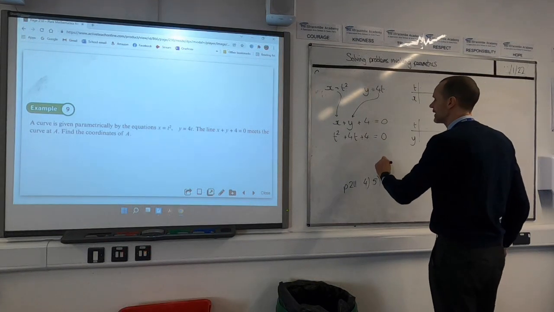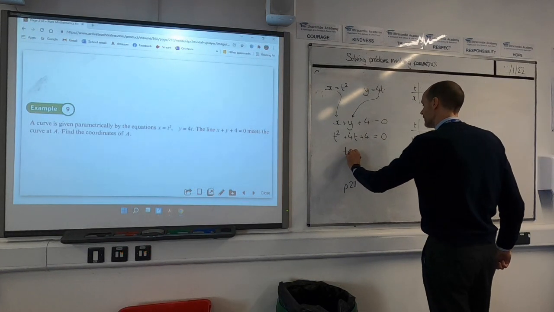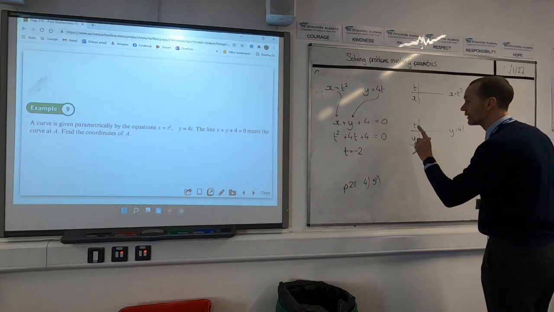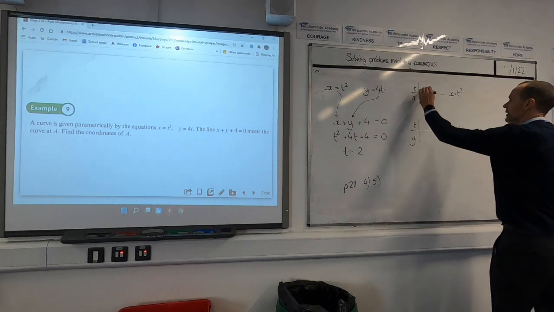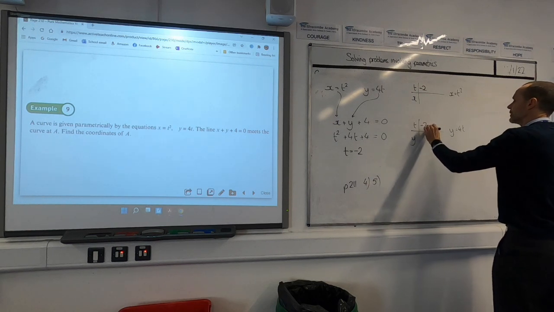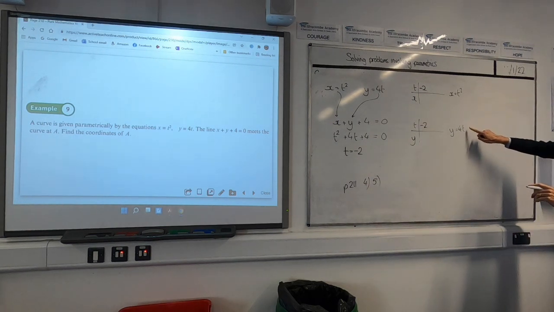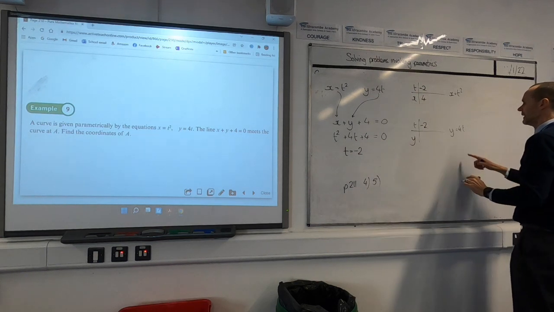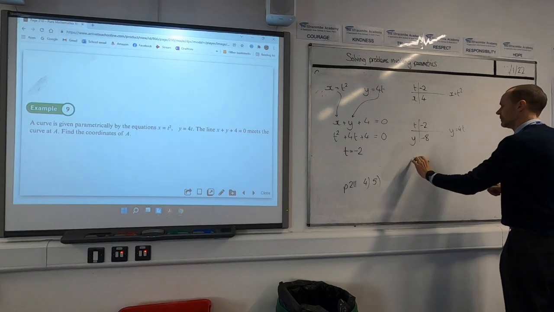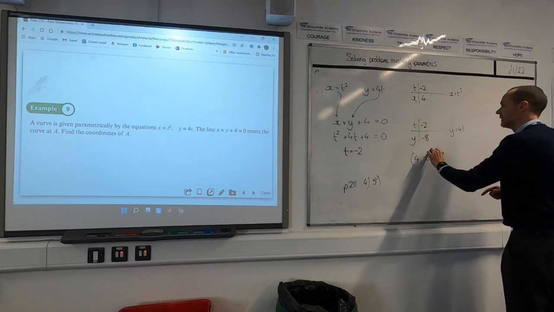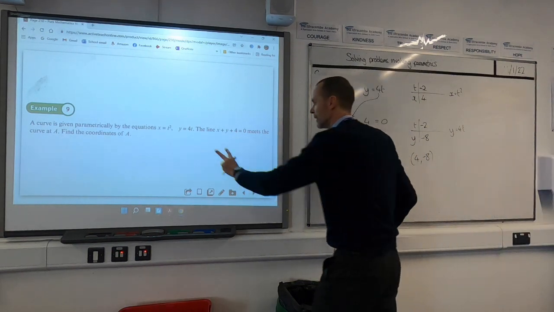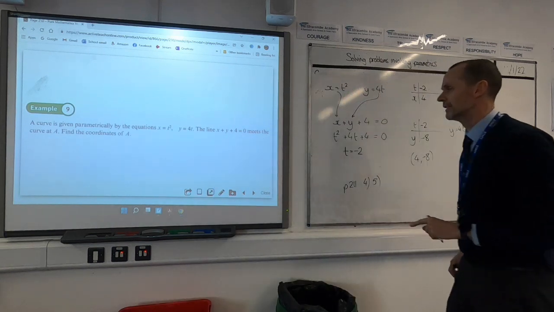Okay, so this gives us a value of t of -2. It's a repeated root. You can factorise it or use your calculator. So to work out the coordinate at this point, I just make t equal to -2 in my x equals and my y equals equation, and that gives me (4, -8). So that's the place where the curve, remember this describes one single curve, crosses the straight line.